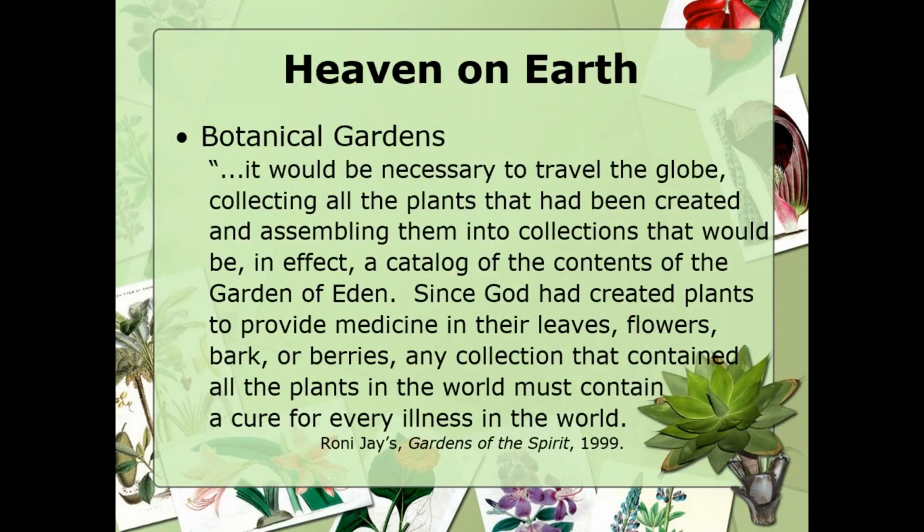So, heaven on earth, here's a quote for you. Botanical gardens: it would be necessary to travel the globe collecting all the plants that had been created and assembling them into collections that would be, in effect, a catalog of the contents of the Garden of Eden. Since God had created plants to provide medicine in their leaves, flowers, bark, or berries, any collection that contained all the plants in the world must contain a cure for every illness in the world. So that's just an interesting concept.